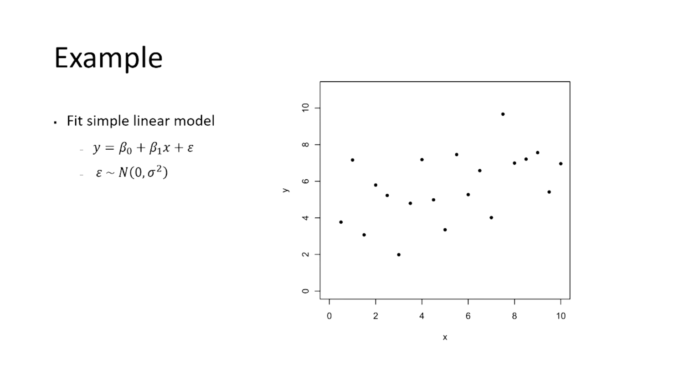Now we could go ahead and use a statistical software like R to calculate the parameter estimates based on our data. If we did that, we would find that our estimates are beta 0 equals 4.13, beta 1 equals 0.3, and sigma squared equals 2.9. And just like that, we successfully fitted a linear model to our data.